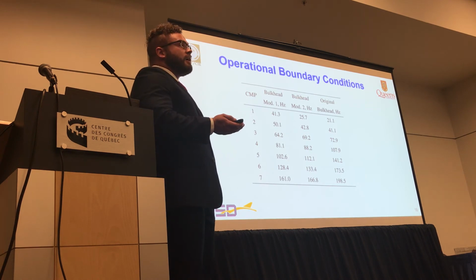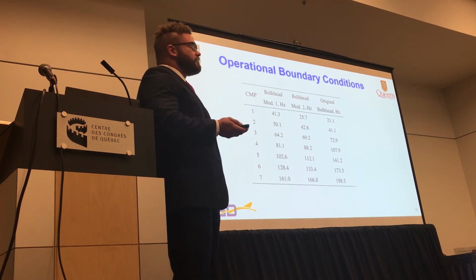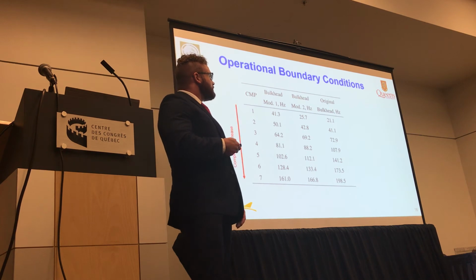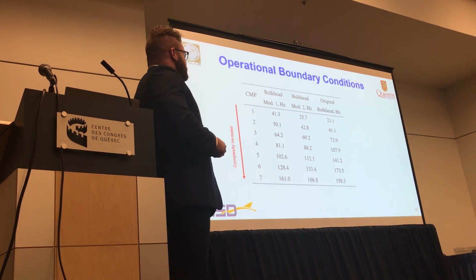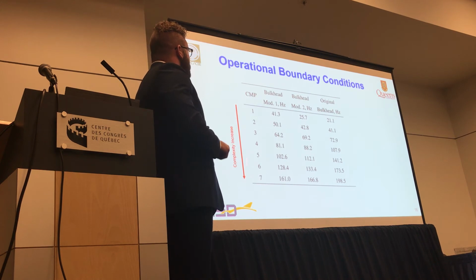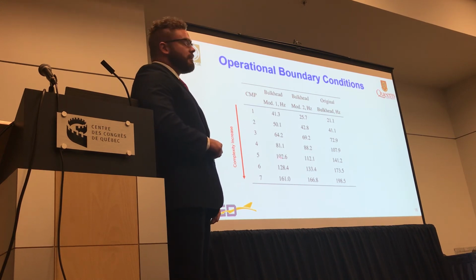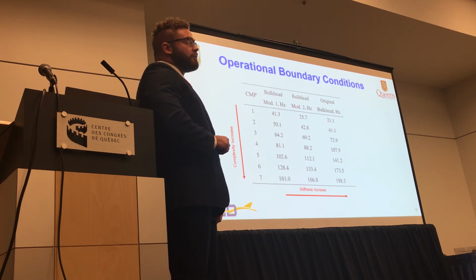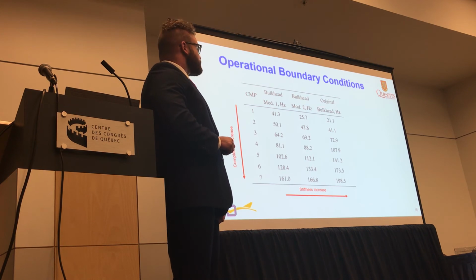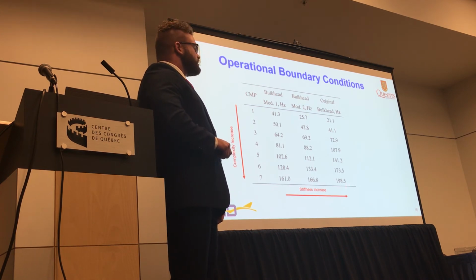So then when I applied the operational boundary conditions to the computational model, I want to identify some of the key results. As the mode number increases, the complexity of the mode shape obviously increases as well. And if you remember the modifications, this one had no horizontal stiffeners, this one had one, and this one had two. So there's a stiffness increase as we go left to right here.